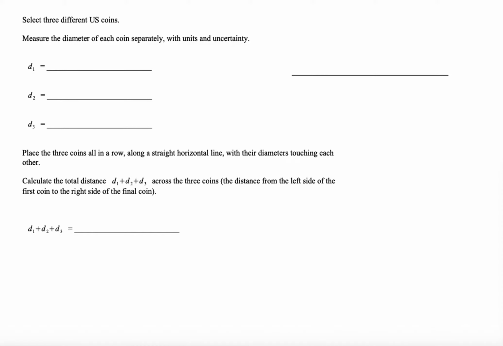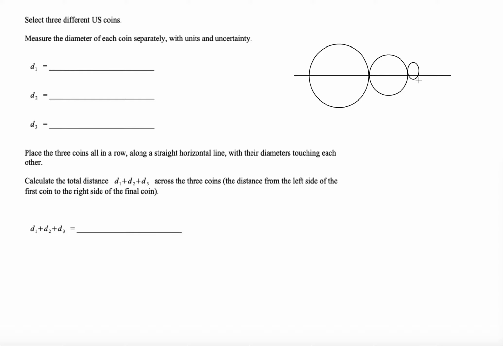Alright, I got 3 coins here. So this distance here can be called d1. This can be d2 and d3. I'm going to just measure the coin just straight across. My ruler was marked to the 10th of a centimeter.